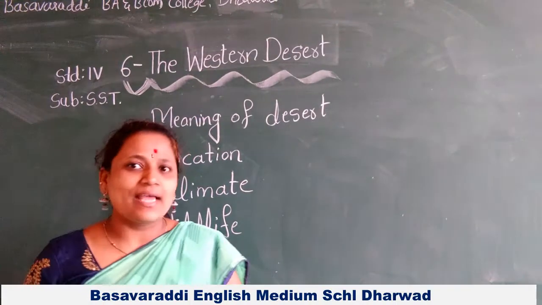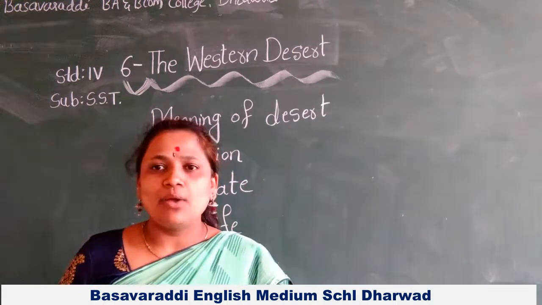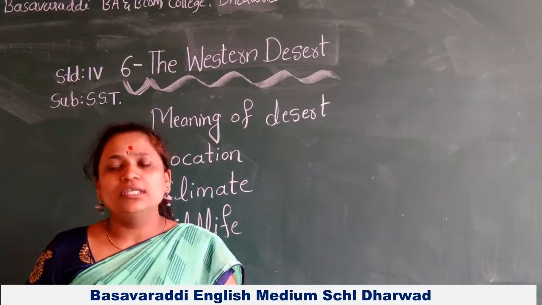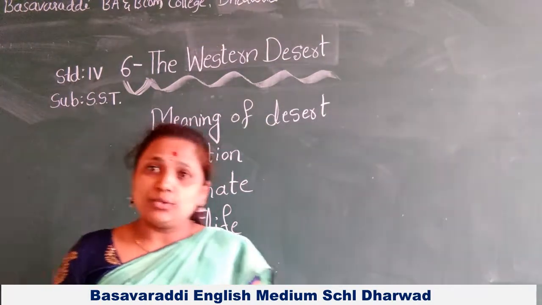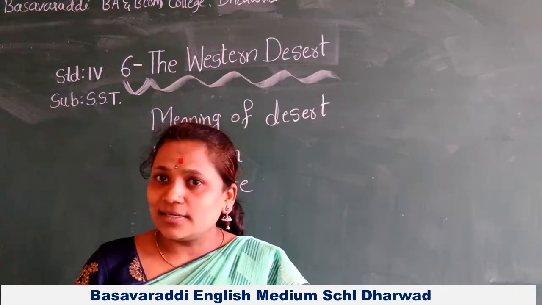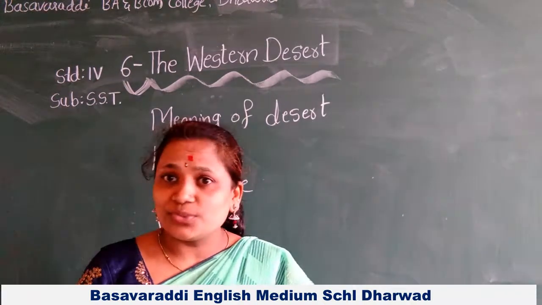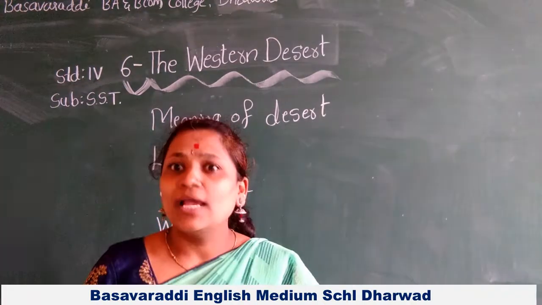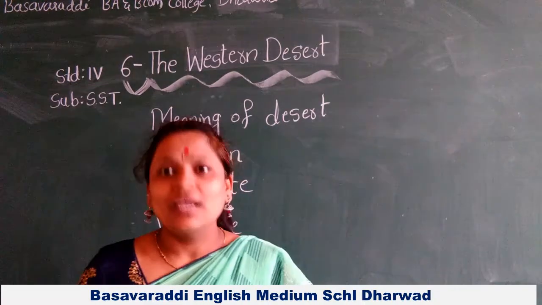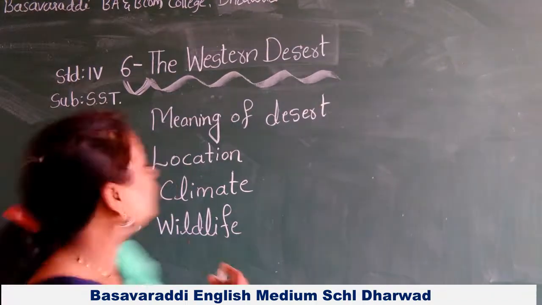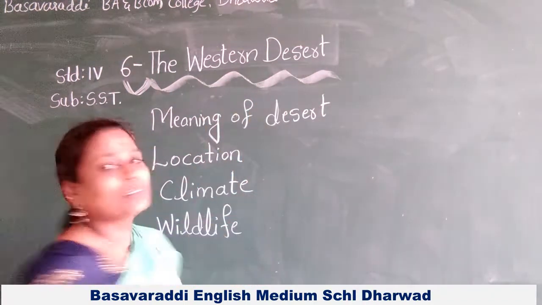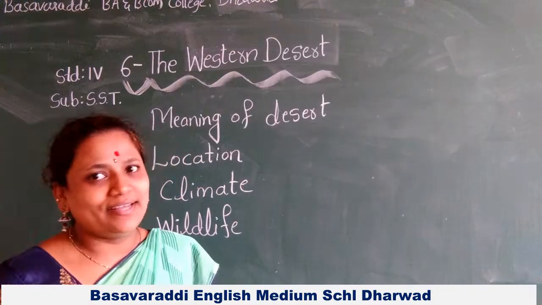In the previous class, we have studied about landforms of the earth. In landforms of the earth, we have learned about plains, deserts, plateaus, isthmus, peninsula, islands, etc. Among those, we are going to learn in more detail Western Desert or Thar Desert.